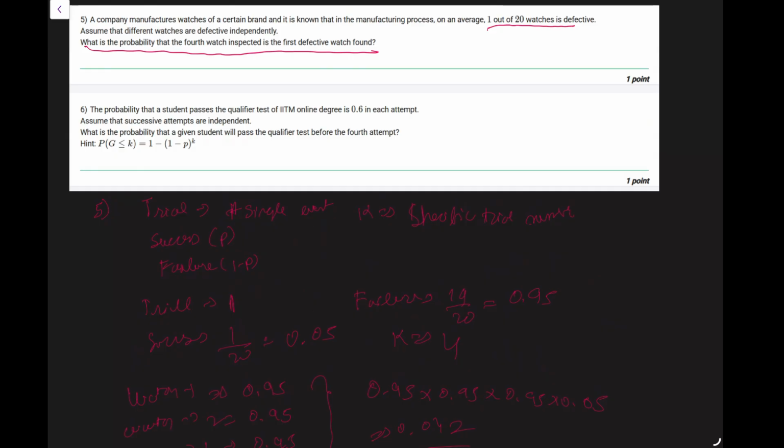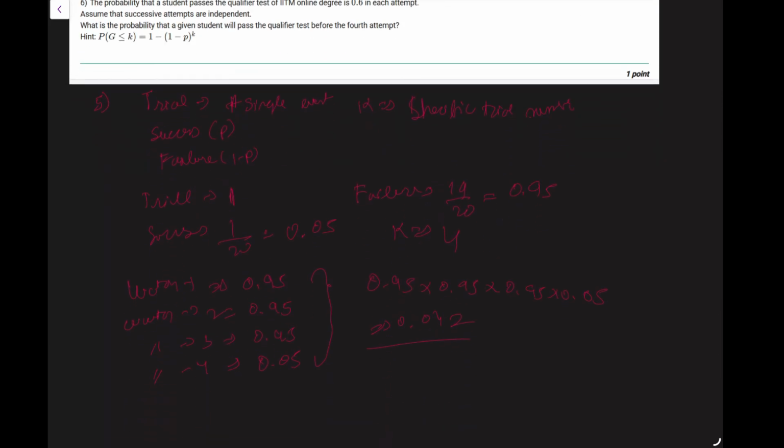In this problem, why are we not using Bernoulli's principle and instead using geometric principle? Actually, we didn't use either geometric or Bernoulli's principle. We just did simple math here, simple arithmetic, to find our answer.